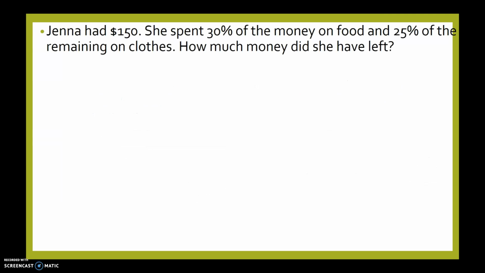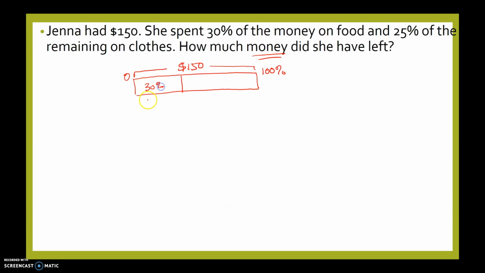Now we've got Jenna, who has $150. She spent 30% of the money on food and 25% of the remaining on clothes. How much money did she have left? So we've got $150, right? And she spent 30% of the money on food, so that's about a third, so I'm going to mark it right there. And 25% of the remaining on clothes.